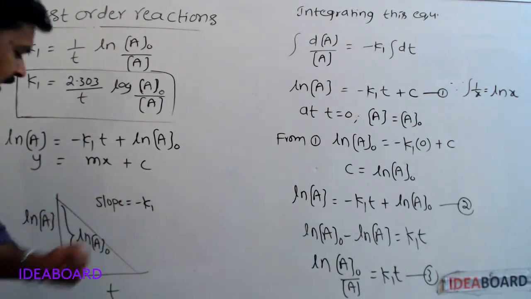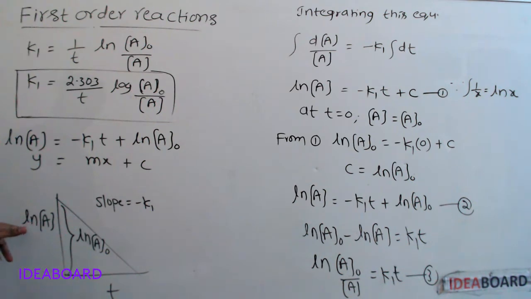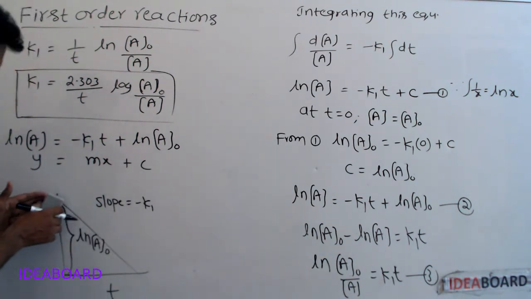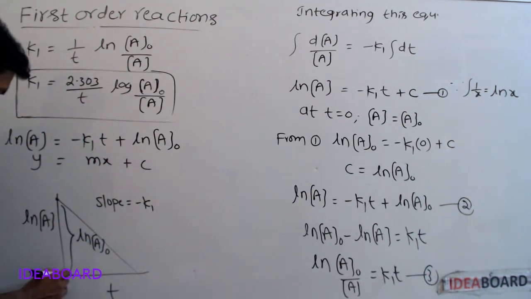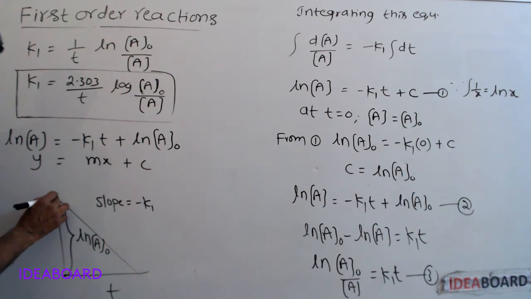When a graph is plotted between ln A and time, a straight line is obtained having a negative slope. Its slope is minus K1. The y-intercept is ln A naught. As time increases, the ln A value decreases, so it is maximum initially, at zero time.